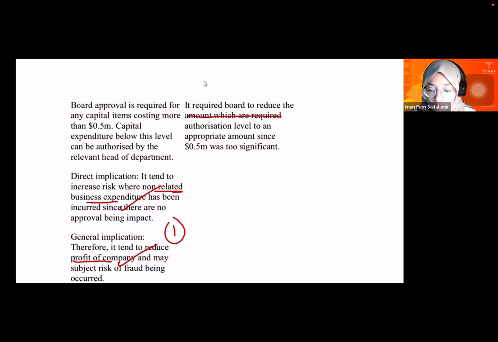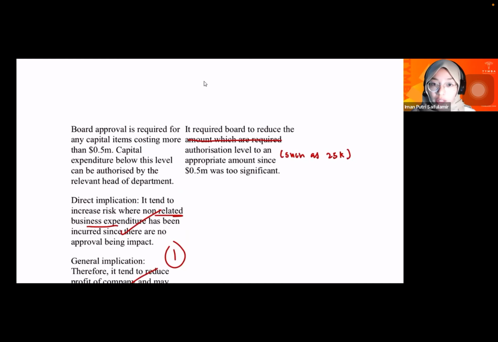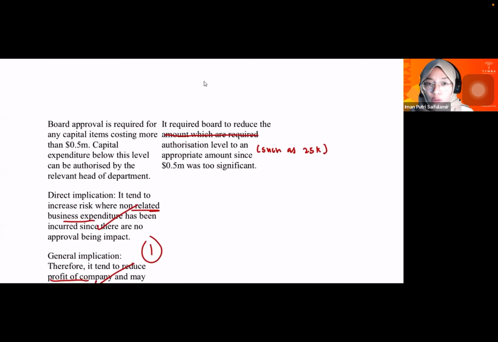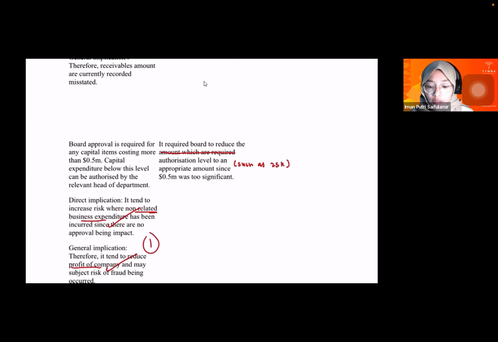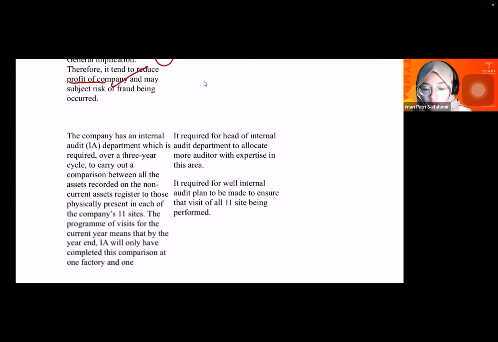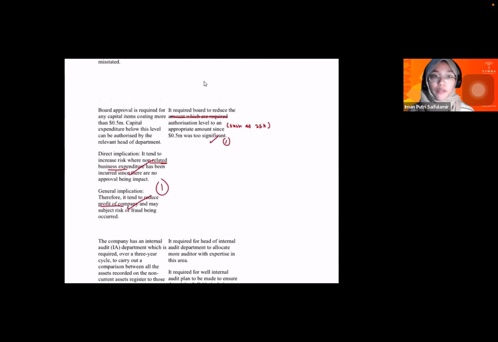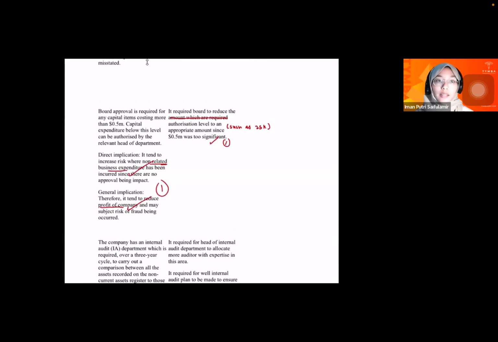Here you don't even need more. Reduce the authorization level to an appropriate amount. Okay, maybe you can give an example, such as maybe 25k or 50k, whatever amount that you want that is lower, to an appropriate amount since 0.5 million was too significant. Okay, so I think this is okay. I can give it 1 mark. Okay, so I think that's all I will be reviewing. Can we move on to the next question?